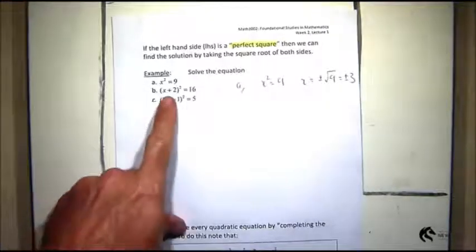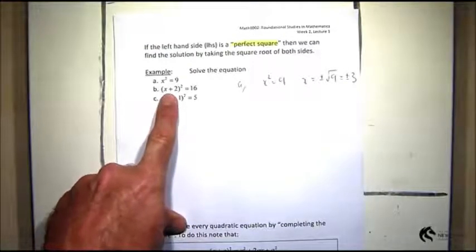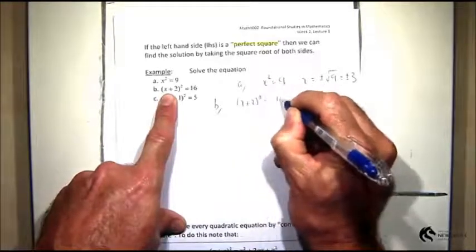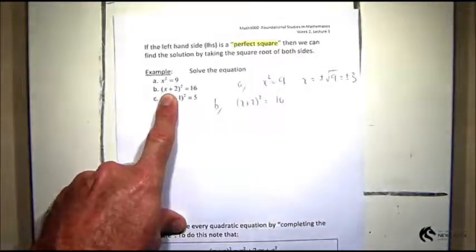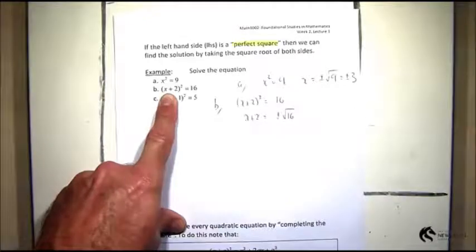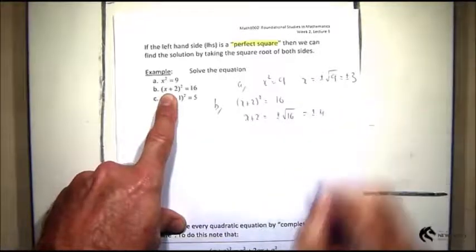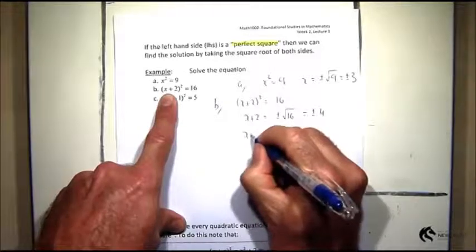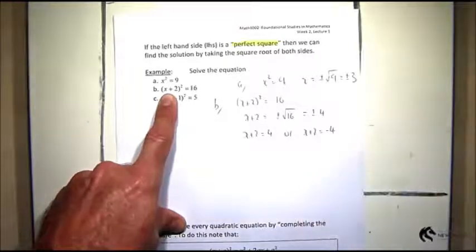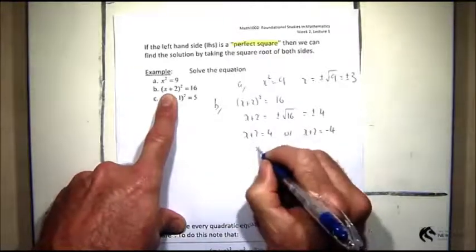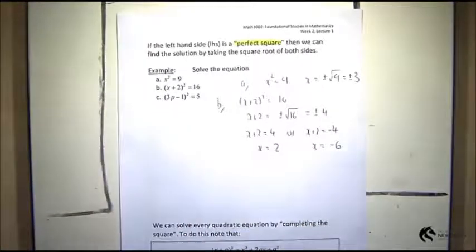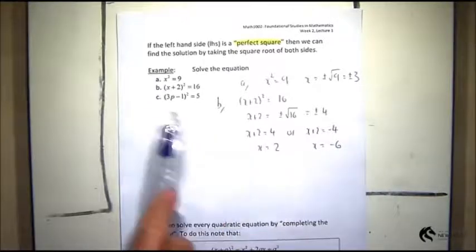Now, likewise, this is a perfect square. It's x plus 2, all squared. So if I were to do b here, I have x plus 2 all squared is equal to 16. If I take the square root of both sides, that says x plus 2 is plus or minus the square root of 16, i.e. plus or minus 4. So that says x plus 2 is equal to 4, or x plus 2 is equal to minus 4. They are the possibilities. So that says that x is equal to 4 minus 2, which is 2, or minus 4 minus 2, which is minus 6. So they are the two possible solutions to this equation.